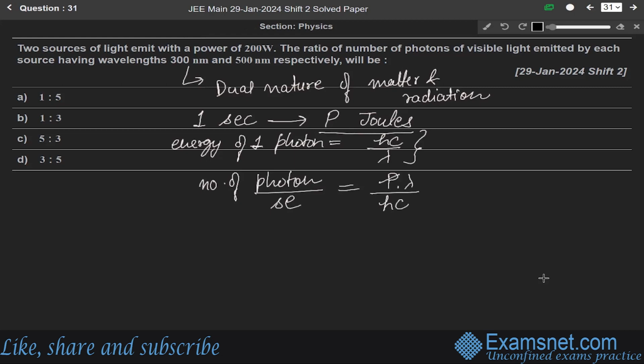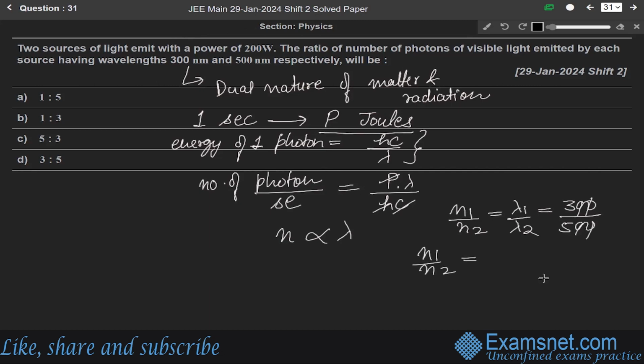Since P is constant, h is constant, c is constant, the number of photons is directly proportional to lambda. So here in this question, N1 over N2 will be equal to lambda 1 over lambda 2, that is 300 nanometer over 500 nanometer. So N1 over N2, the ratio of number of photons, will be equal to 3 over 5, that is 3:5. So the correct answer is option D, 3:5.